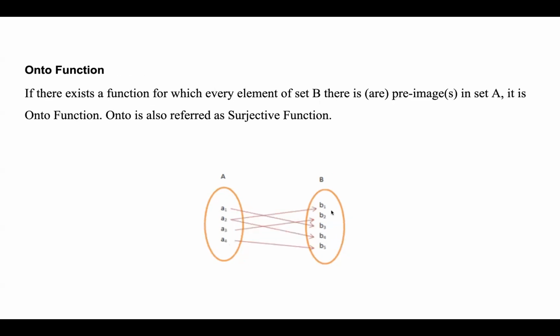But what is in an onto function? All the elements of B are assigned with elements of A. Any one element can have more than one, like A2 is having B1 and A2 is having B4 also. This type of function is known as onto function or surjective function.